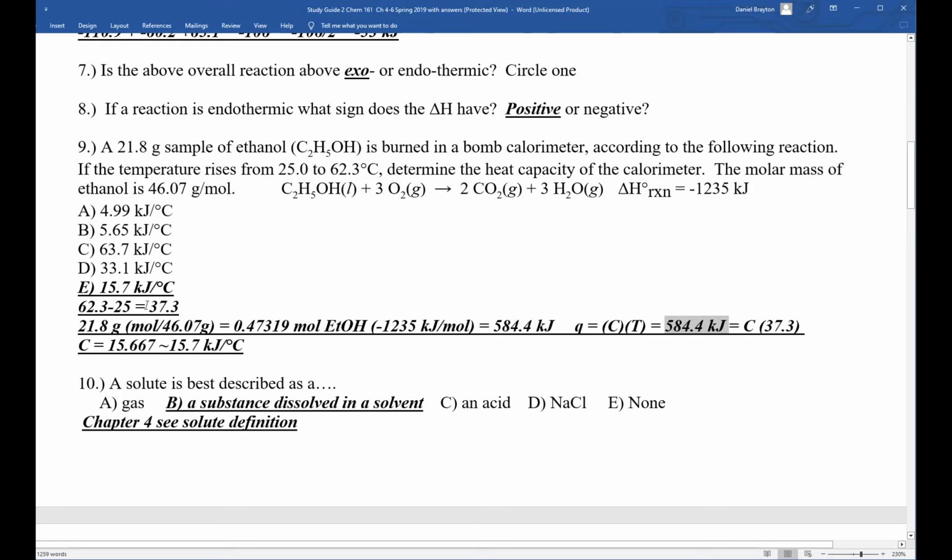So you got 4 sig figs for the mass and the heat of the reaction, but just 3 sig figs for the grams and the temperature. So your answer should have the least number of sig figs.